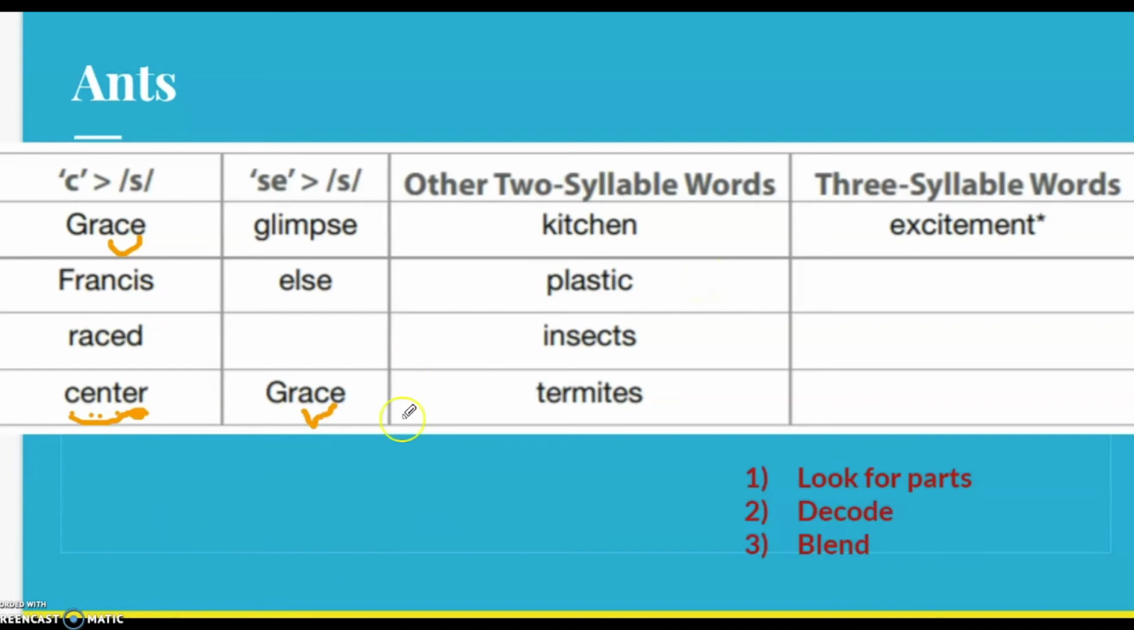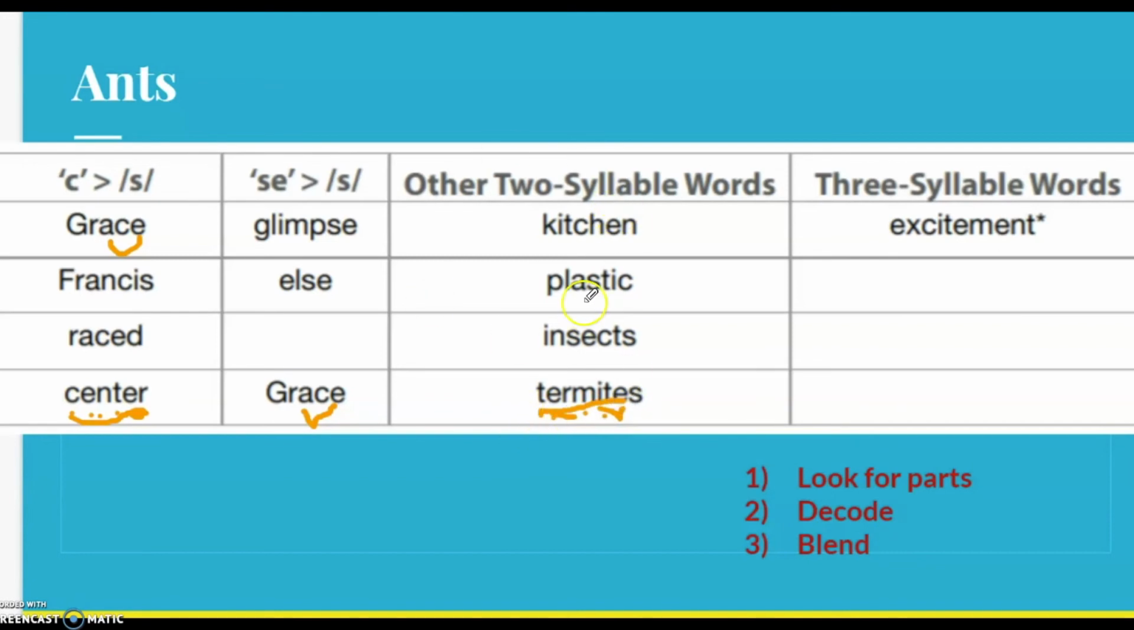Now we have some other 2-syllable words. Don't forget you can always use your finger to cover a part to break it up. That helps us read it. Let's look for parts we know in this word. Ooh, we know I, magic E makes I. Okay, now let's decode it. T, I, t, s. Blend it.